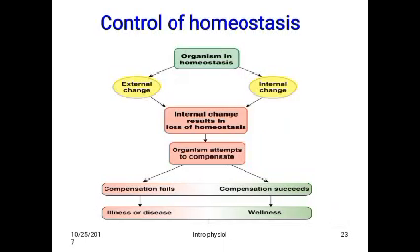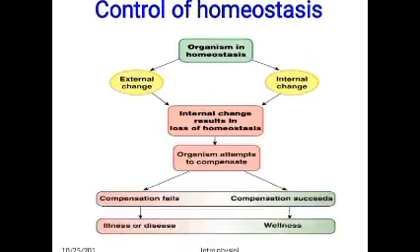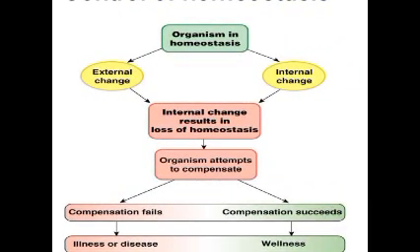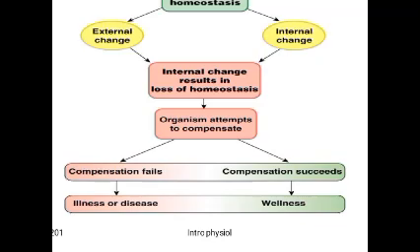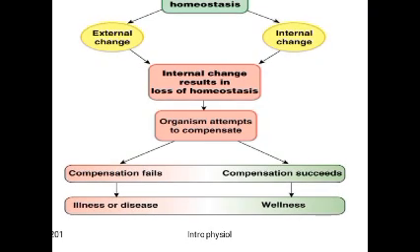Control of homeostasis. This is the algorithm. Organism in homeostasis. External change on the right side and internal change. Internal change results in loss of homeostasis. The organism attempts to compensate. Compensation fails: illness or disease. Compensation succeeds: wellness.